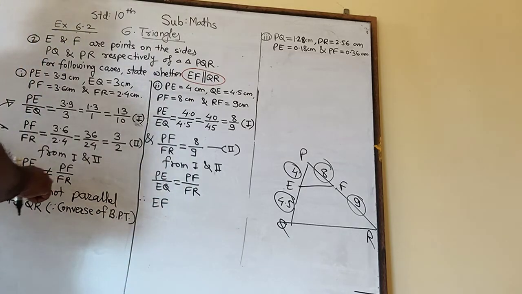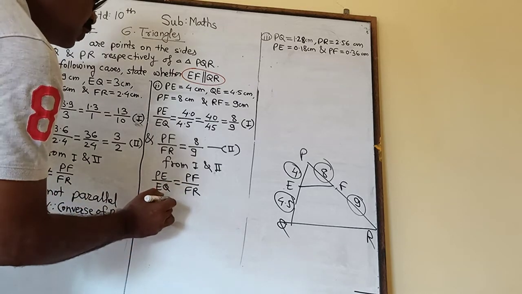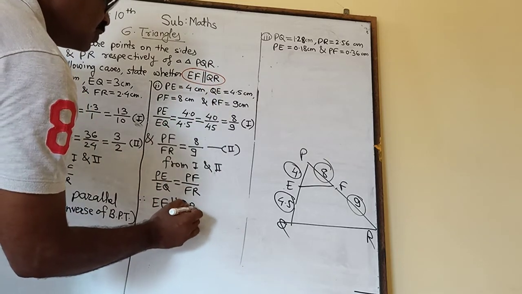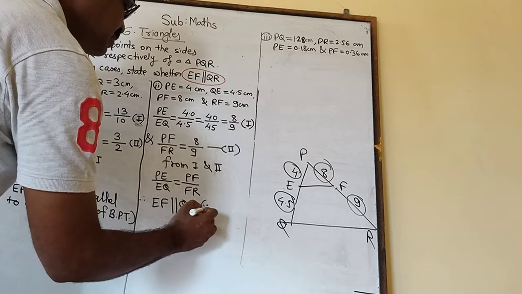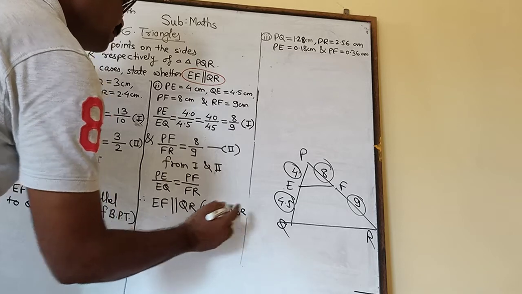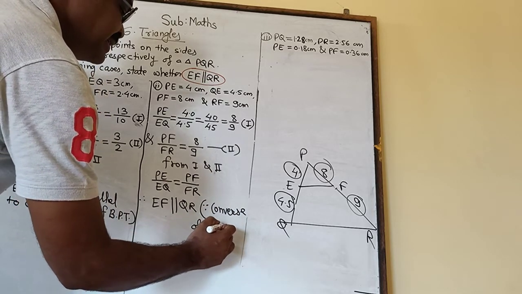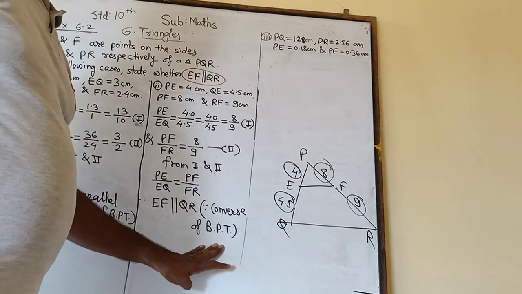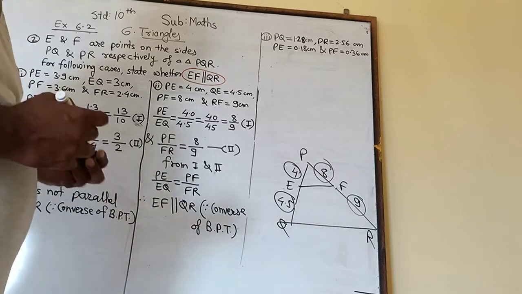Here they were not equal, so not parallel, but now these two ratios are equal, so EF is parallel to QR, and the reason we must write here is the converse of the basic proportionality theorem. With the help of this theorem we are writing this: EF is parallel to QR.